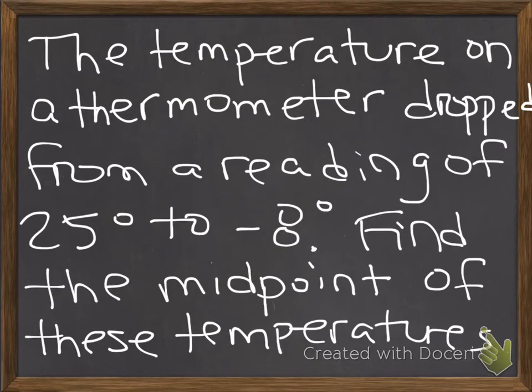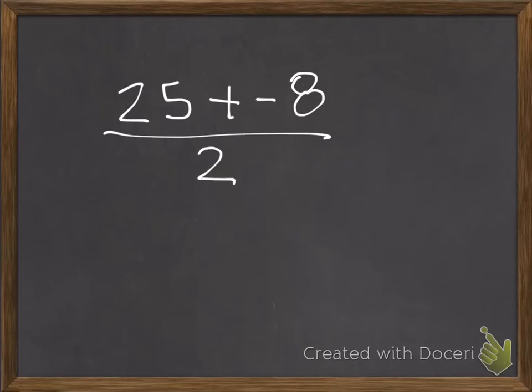So this is a word problem related to that idea. If you take the temperature on a thermometer and it's dropping from a reading of 25 degrees to negative 8 degrees, we need to find the midpoint. So it's positive 25, and we're adding that to negative 8, and then we need to divide by 2 to get our answer. So we get 13 divided by 2, or 8.5.